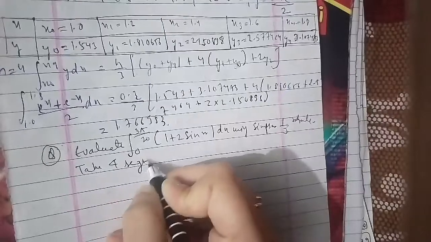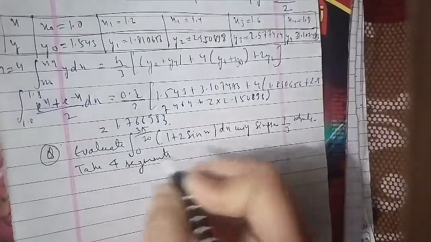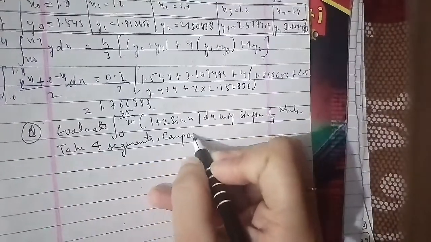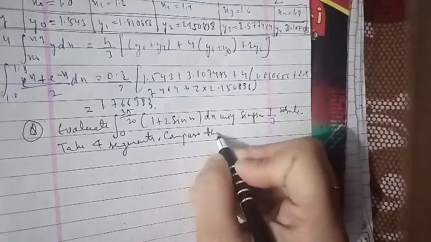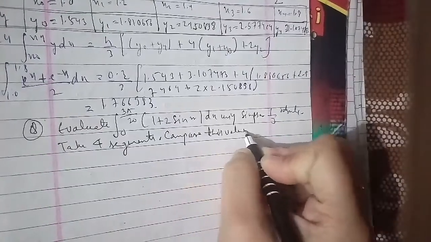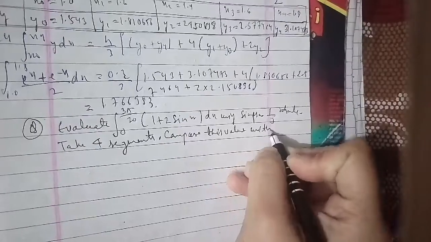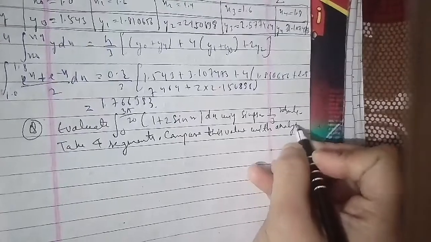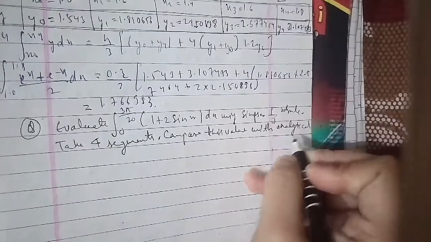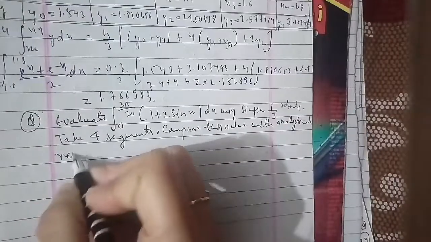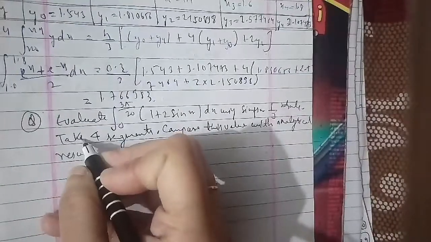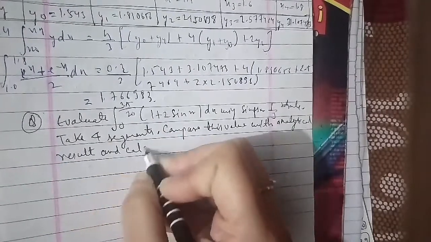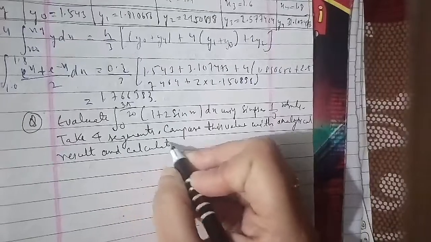Here x0 equals 0 and xn equals 3 pi upon 20, or 27 degrees. Since there are 4 segments, which means n equals 4, h equals (xn minus x0) upon n, which is 27 degrees minus 0 upon 4, equals 6.75 degrees. So f(x) equals 1 plus 2 sin x.